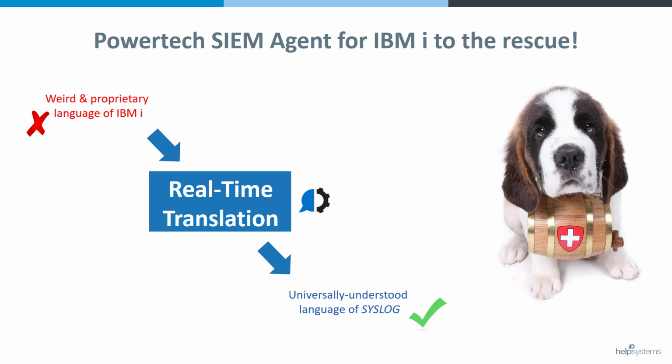So the purpose of the SIEM agent is actually to act as a real-time translator. It takes that proprietary log entry and puts it into something that is much more universally understood. This is often referred to as syslog. And there are flavors of that we can handle, but in generality, that syslog function is a great way to go.